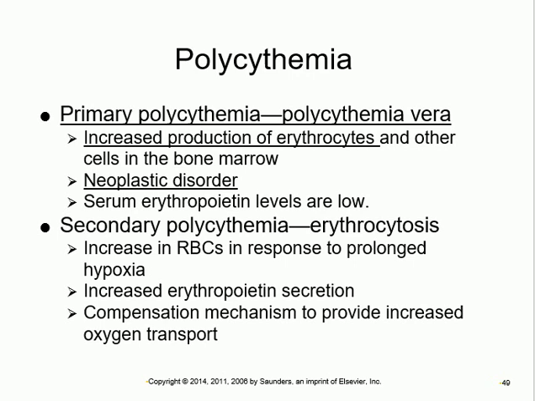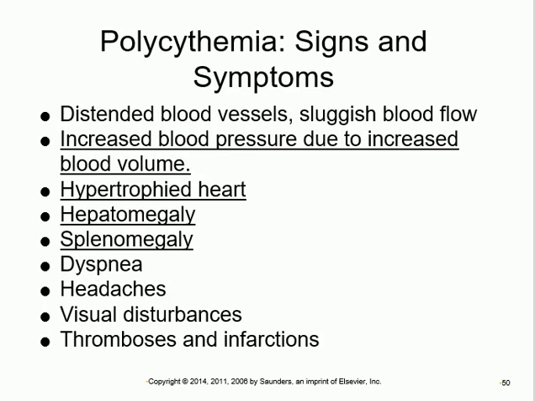This is one of the scenarios. What if you have a problem in your kidney and you're making too much erythropoietin, for example? That will be secondary. Okay? But what's the most common cause for primary? Neoplasia. Tumor. Neoplasia. This is for primary. Secondary is something else.